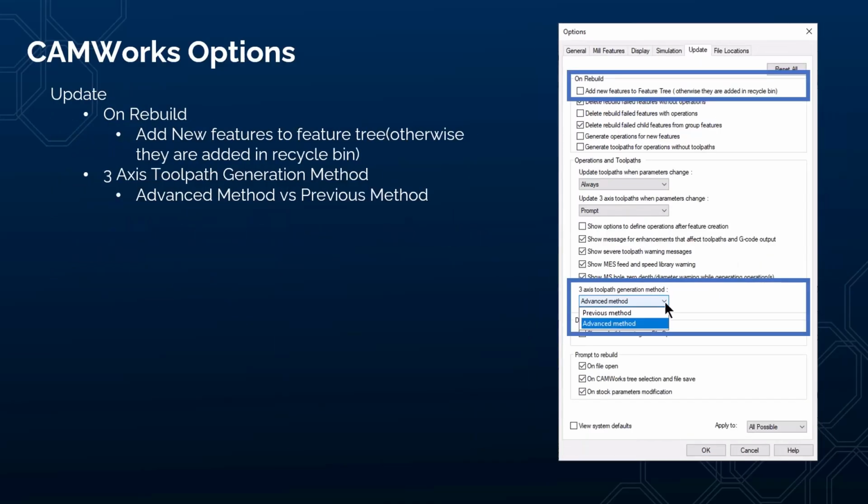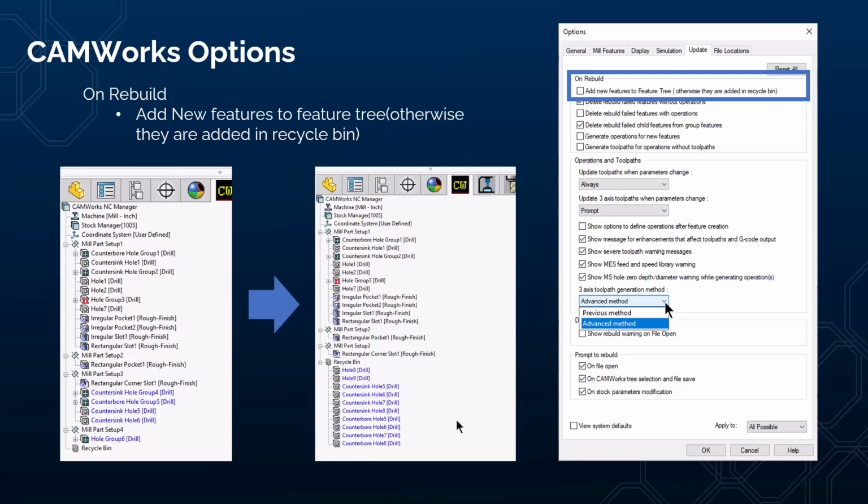Next, we'll take a look at some settings available on the update page. We'll take a look at some on-rebuild options as well as discuss the 3-axis toolpath generation method. There is an option under on-rebuild called Add New Feature to Feature Tree. Otherwise, they are added to the recycle bin. What this option does when it is checked on is, when a rebuild is triggered, CAMWorks will rerun automatic feature recognition, and if new features are generated, they are added to your CAMWorks feature tree.